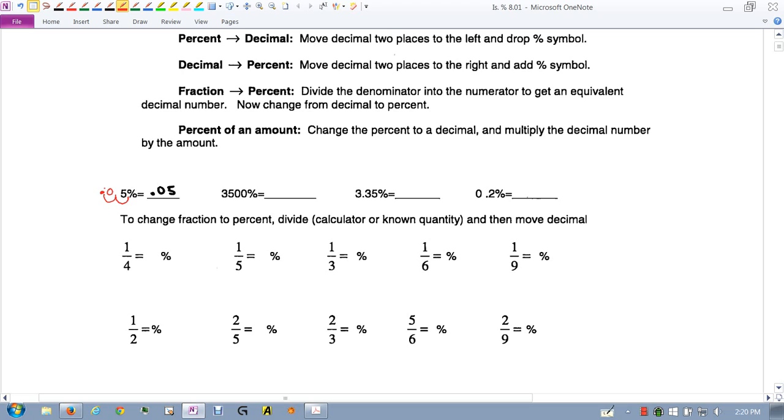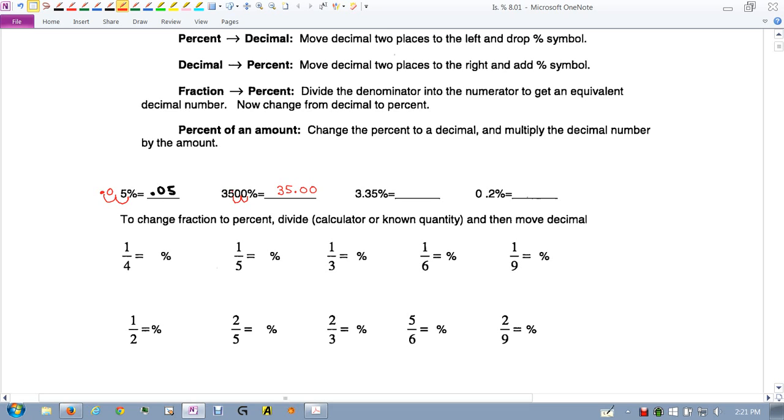How about 3,500%? 35.0. We can put 2 zeros if we want because the decimal went 2 spots to the left. So 35 is 3,500%.